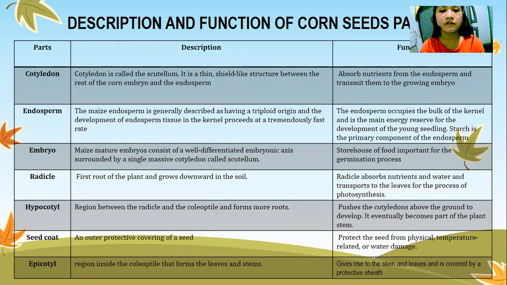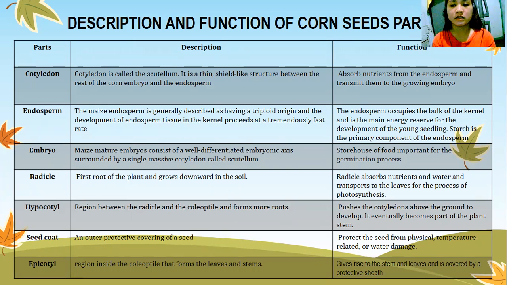So, the description and function of the corn seed parts. First are the parts of the corn. The first is the cotyledon. Description: it is a thin shell-like structure between the rest of the corn embryo and the endosperm. The function of the cotyledon is to absorb nutrients from the endosperm and transmit them to the growing embryo.